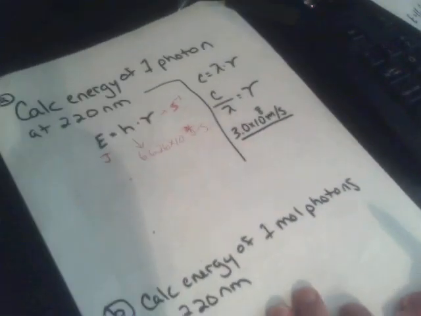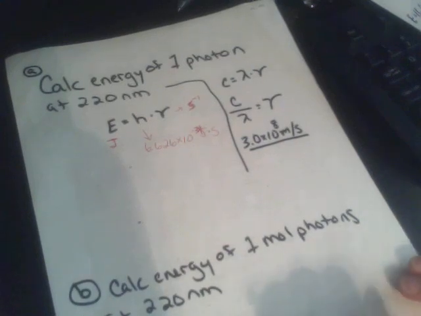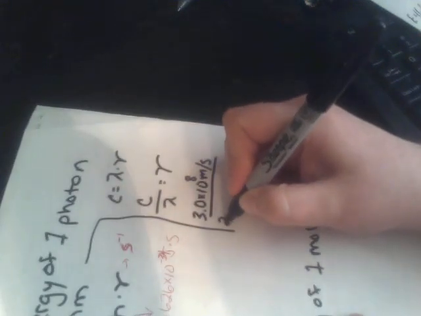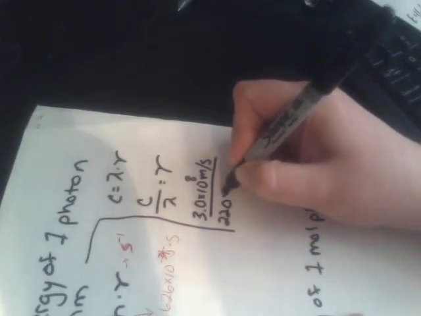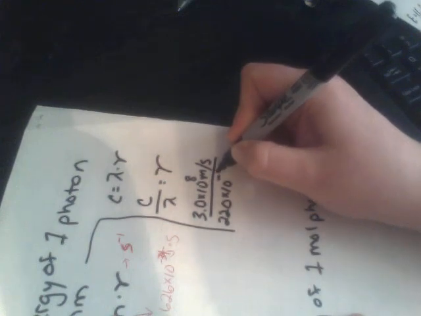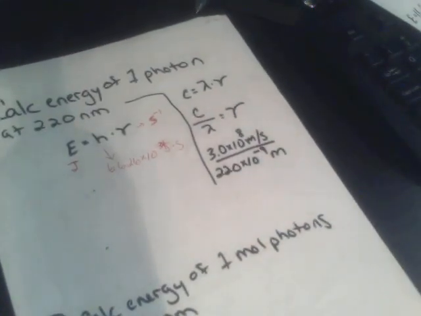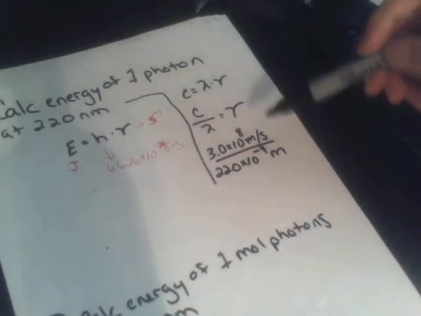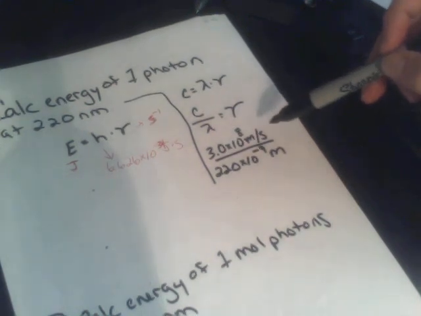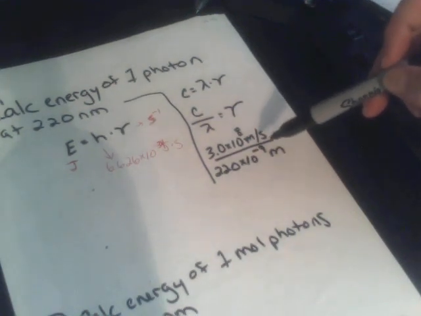So c is always going to be 3.0 times 10 to the 8 meters per second divided by, and if we were to write 220 nanometers in terms of meters, we would have to put 220 times 10 to the negative 9 meters. If you recall, times 10 to the negative 9 is nano. So meters are going to cancel out, and my final unit is going to be per second.